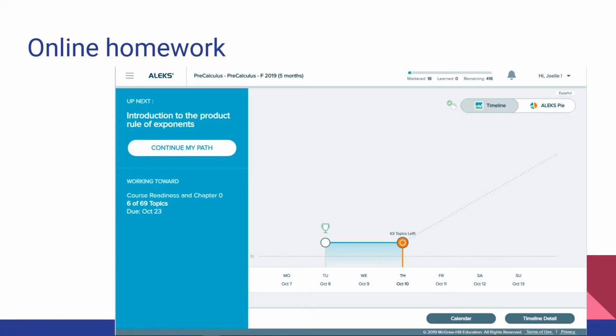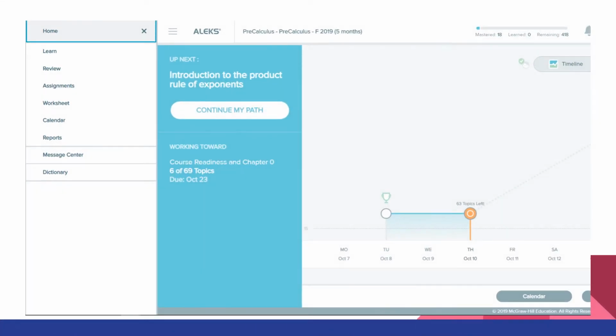So if you click these 3 bars in the upper left hand corner, it will open this screen. From here, home is what you're seeing now. Learn is where you can go to learn the next topic. As you can see for me, my next topic would be Introduction of the Product Rule of Exponents. This would continue my path, okay? And you can see to finish chapter 0, I have to do 69 topics. Topics are not very long. They're simply a specific kind of problem.